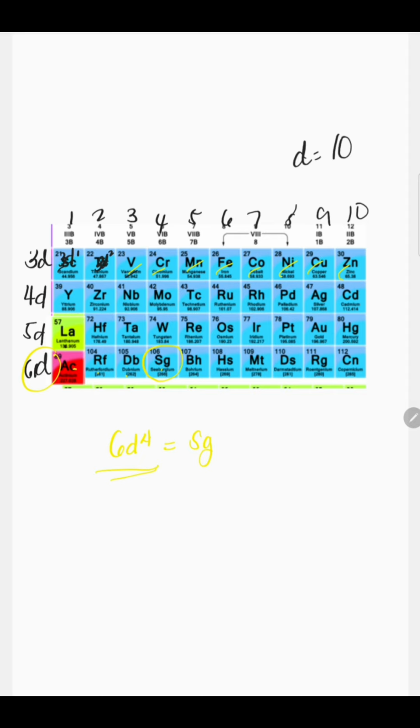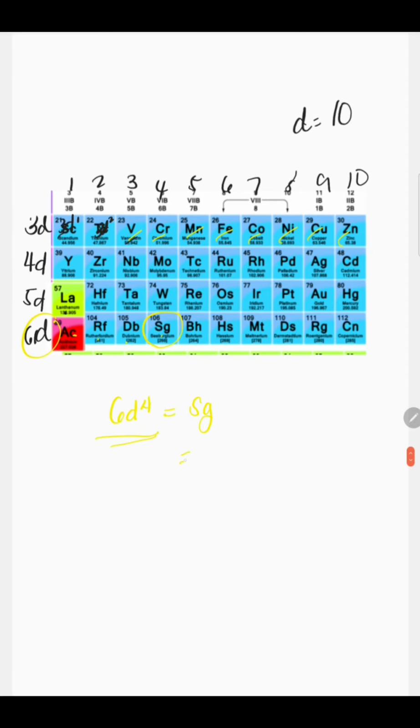And what is the valence electron? 4 valence electrons. What is the main energy level? 6. What is the sub-level? It's D. Okay. This is the simplest method, actually, of doing electronic configuration. Alright?